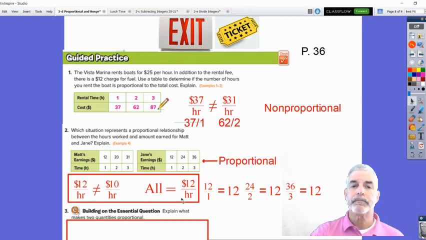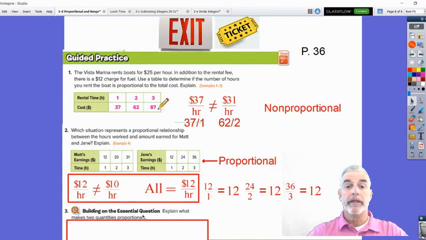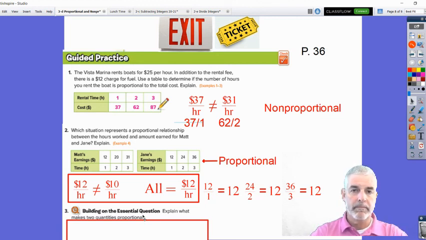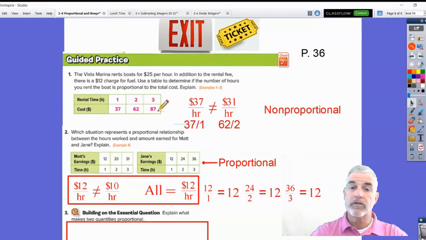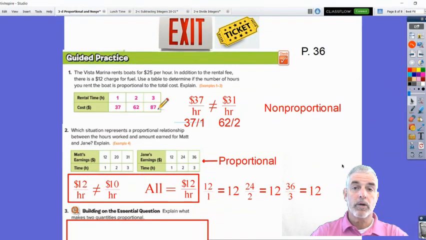What makes two quantities proportional? The ratio of the two numbers is always the same. The unit rate is constant. That's the whole lesson. And you'll have some practice problems.